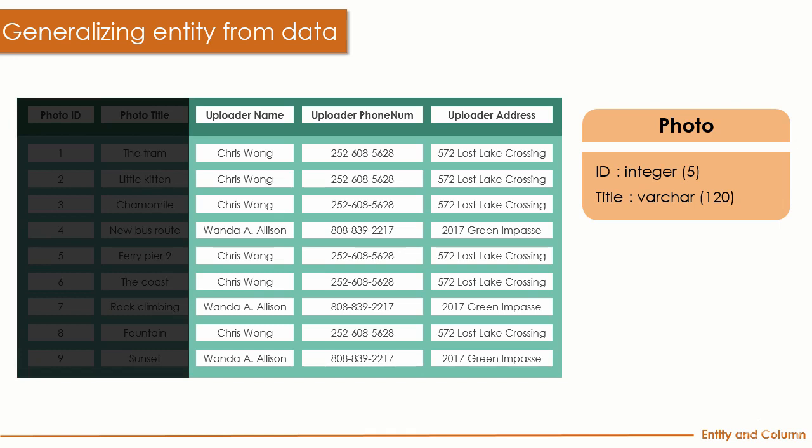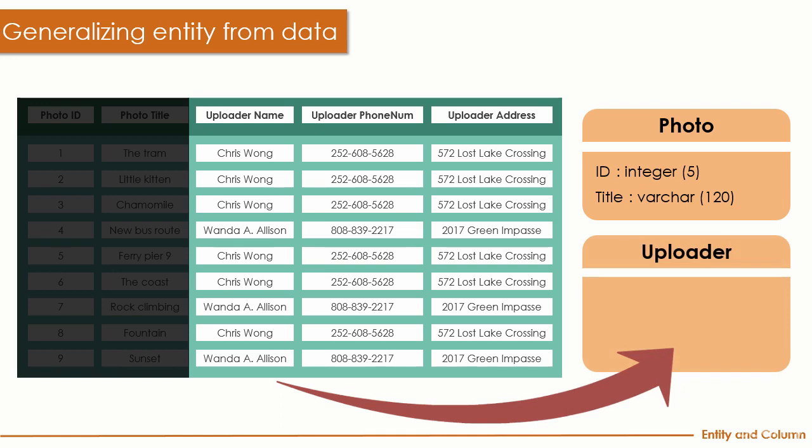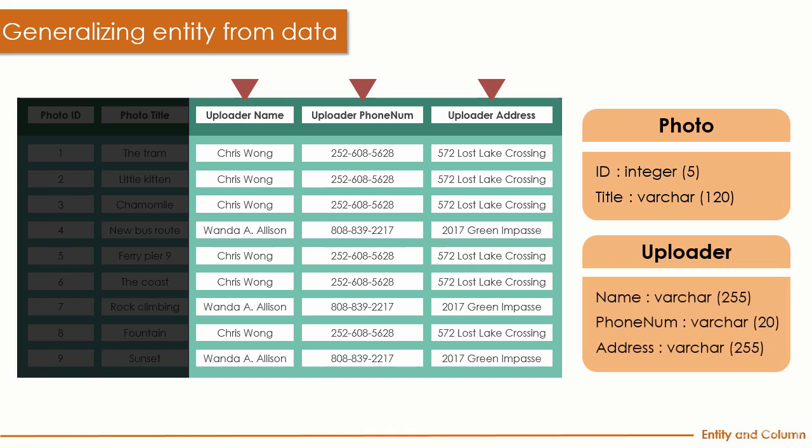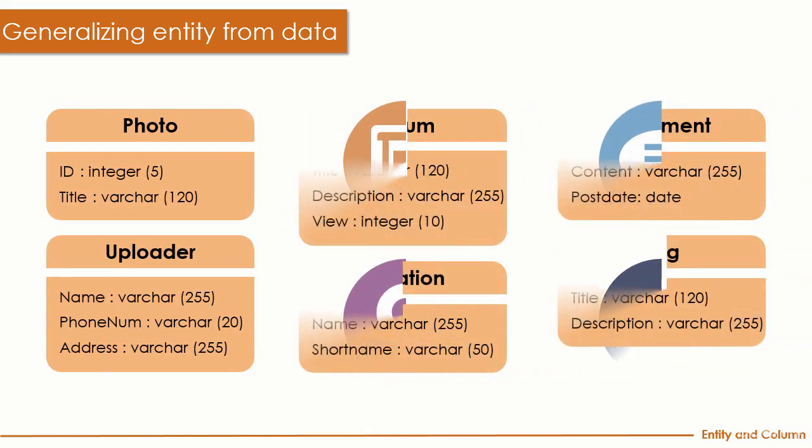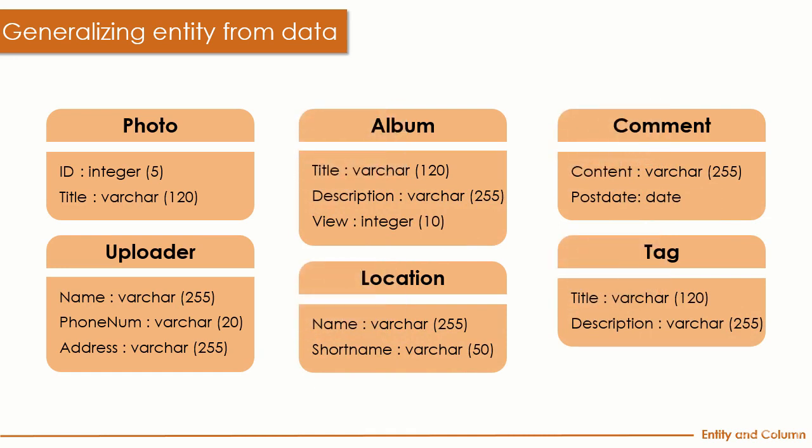Then the right-hand side is the uploader information. We split it into two tables because the uploader will upload more than one photo. We will have another lecture talking about the relationship. Then the uploader entity is created. Again, each column will become a column of the entity. We just repeat this step to analyze what data we'll store. Then we will create the other entities that store the data in the future when we develop the system.